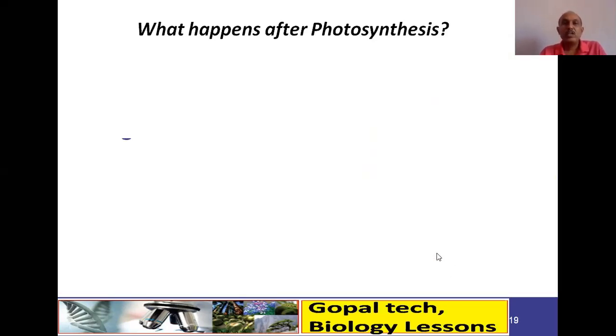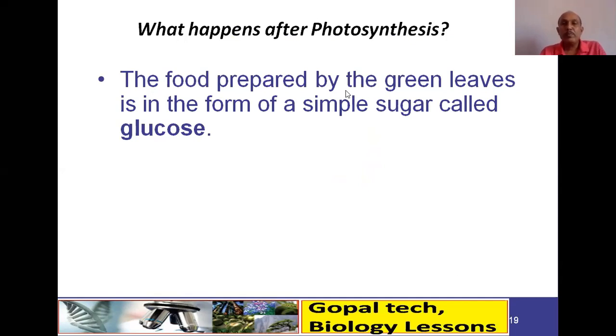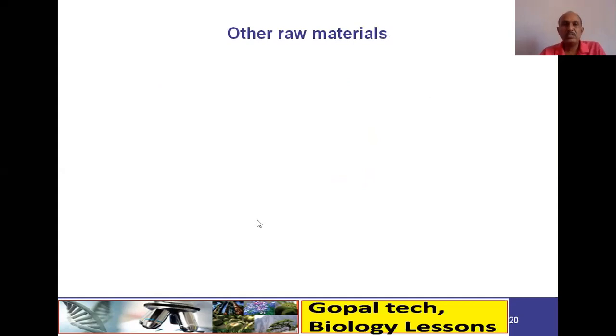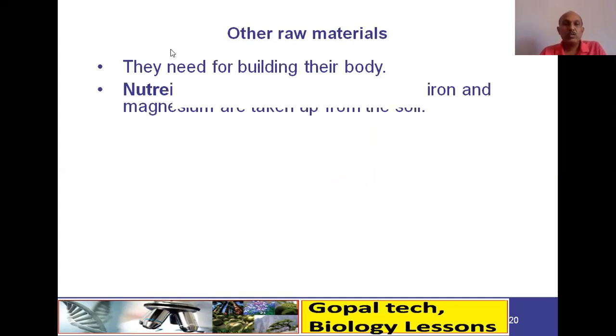Okay, so what happens after photosynthesis? The food prepared by the green leaves is in the form of simple sugar called glucose. The extra glucose is stored in the leaves of the plant, that is in the form of starch. So they need it for building their body, so what is required?